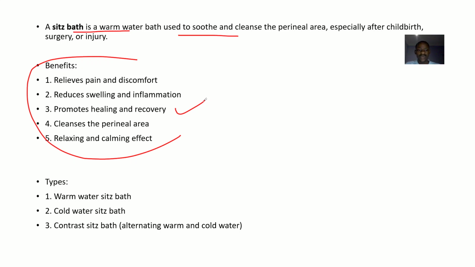All right. So what are the types? We have the warm water Sitz bath. We also have the cold water Sitz bath, right? But the warm water Sitz bath is the most common, though. But what you are trying to treat determines the type of Sitz bath you use, right? Here is just a brief overview for students, just to know that this kind of thing actually exists. Then we have the contrast Sitz bath, where you are alternating the patient between the warm and cold water types.